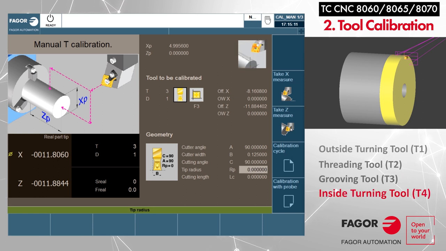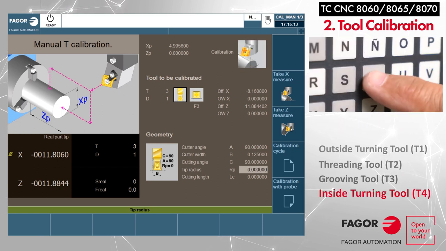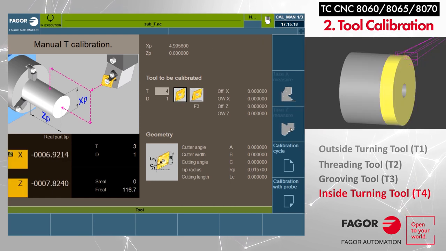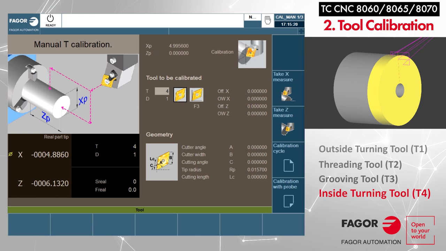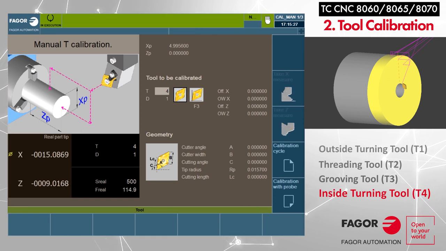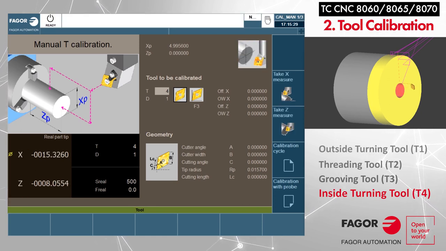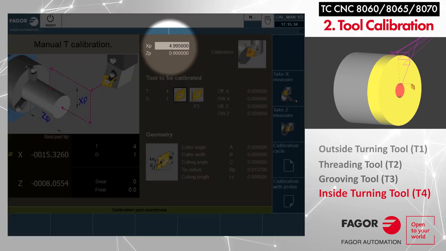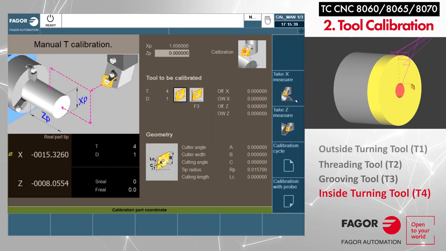Next tool is the inside turning or boring tool. Press T and key in number 4, press cycle start. Now since it is for the inside turning, we will touch the tool to the inside diameter of the part. We will start the spindle and jog the axis to make the skim cut along the inside diameter. Stop the spindle, measure the diameter and enter the new diameter in the XP field, 1.056, enter. Select take X measure, press enter to confirm.